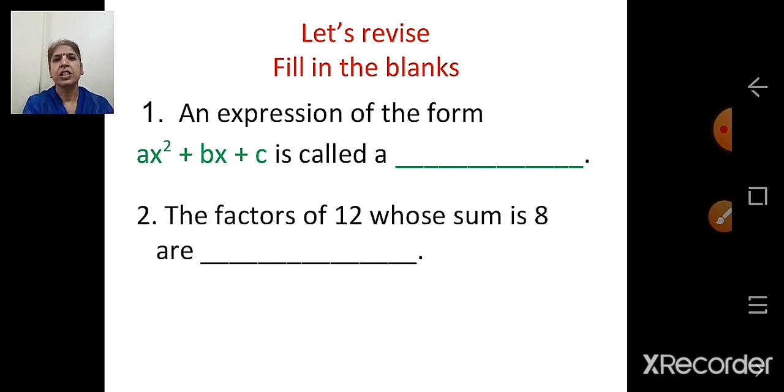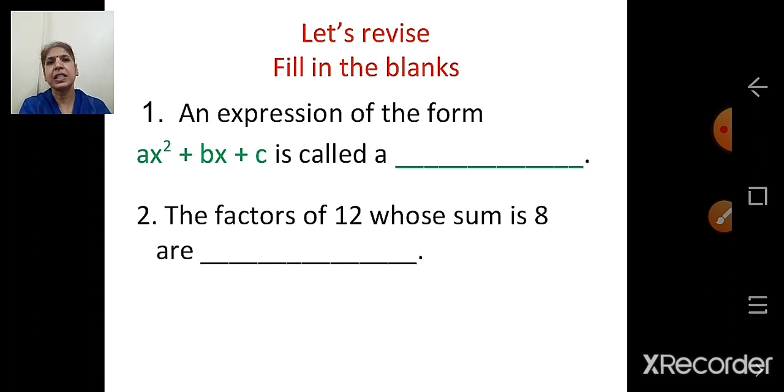Fill in the blanks. So children, you have to write only the answer. First one, an expression of the form ax square plus bx plus c is called a dash. Second one, the factors of 12 whose sum is 8 are dash. So you have to write two factors, that is a pair of factors whose sum is 8. Factors of 12.